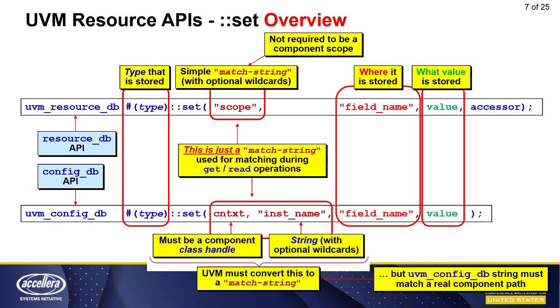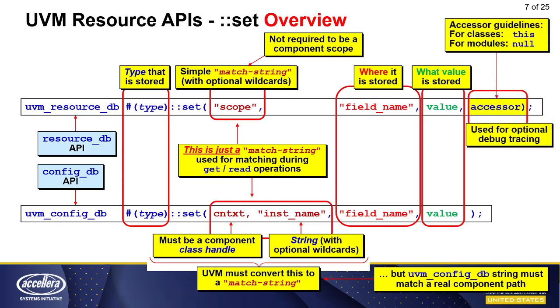UVM Resource DB commands also include a final optional accessor argument, which can be used for optional debug tracing. For modules, the accessor should be null, which is the default, while for classes, the accessor should be the this handle.